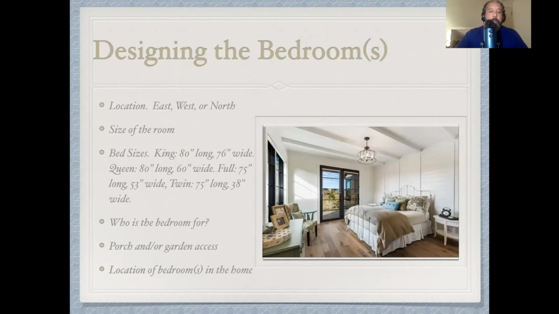You want to think about the size of the room. It's important to consider what kind of bed you're going to have in this room. It's good to know, for example, what a king bed is. That's about 80 inches long and 76 inches wide. A queen bed is 80 inches by 60 inches wide. A full bed is 75 long by 53 wide. A twin is 75 long and 38 inches wide. Or you may have multiple beds in that room, so then you can arrange it accordingly.